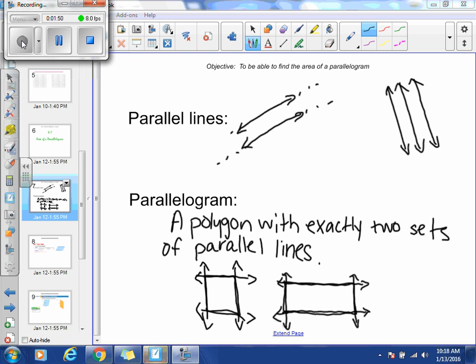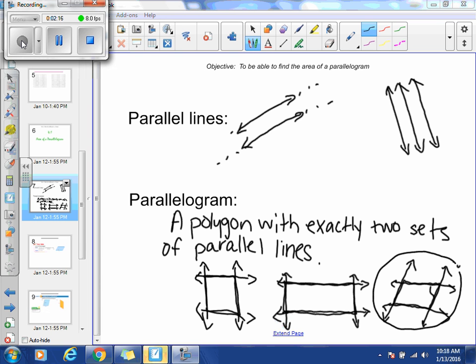We could have something that looks like this, without perfect right angles. So that is a parallelogram because this line right here is parallel to this line right here. And this line right here is parallel to this line right here. The reason that that is not a rectangle is because its angles are not 90 degrees. And parallelograms like this are what we will be talking about today, how to find the area of one of those.